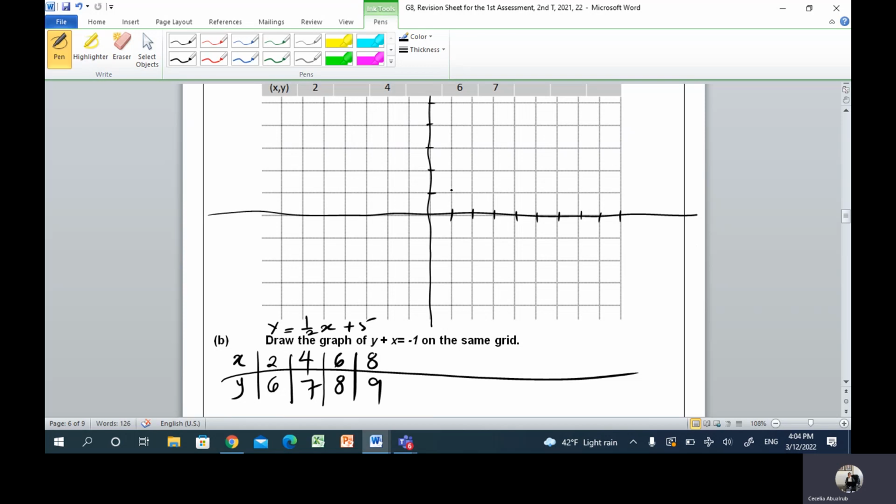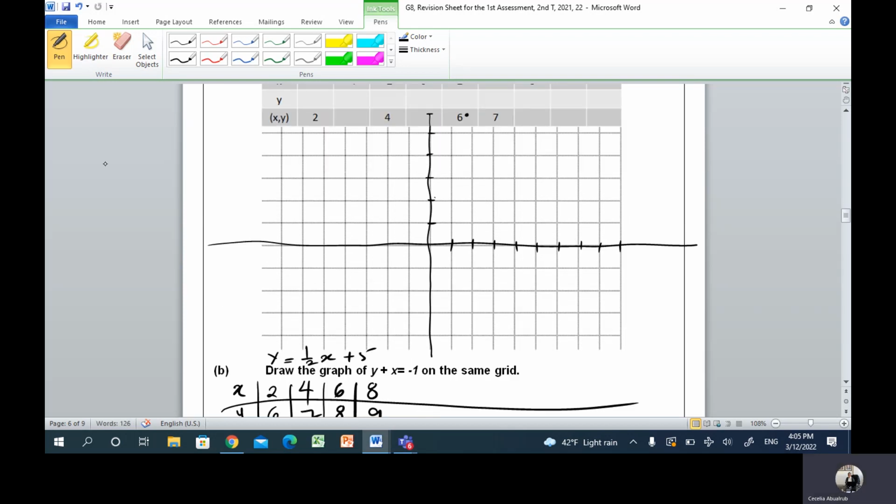Okay, so let's start with 2 and 6. So this is 2. 1, 2, 3, 4, 5, and this is my 6. I can extend it here. So this is 2, and this will be my 6. Okay, and then 4 and 7.